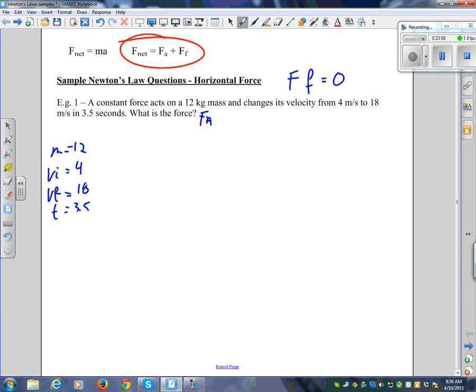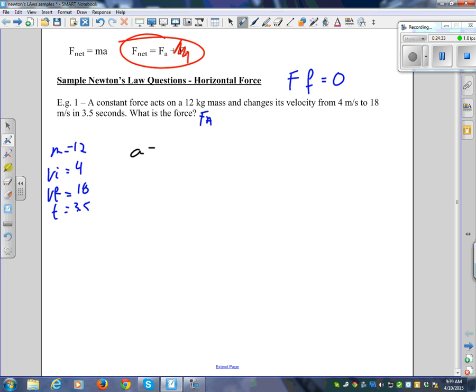Okay. So, before I can get FA, I'm going to have to solve for F net. In fact, because FF is 0, the net force is the applied force, is it not? Okay, how do I get F net? F net is equal to m times A. I've got the mass. What do I not have? I do not have acceleration. That's where I start my solution at.